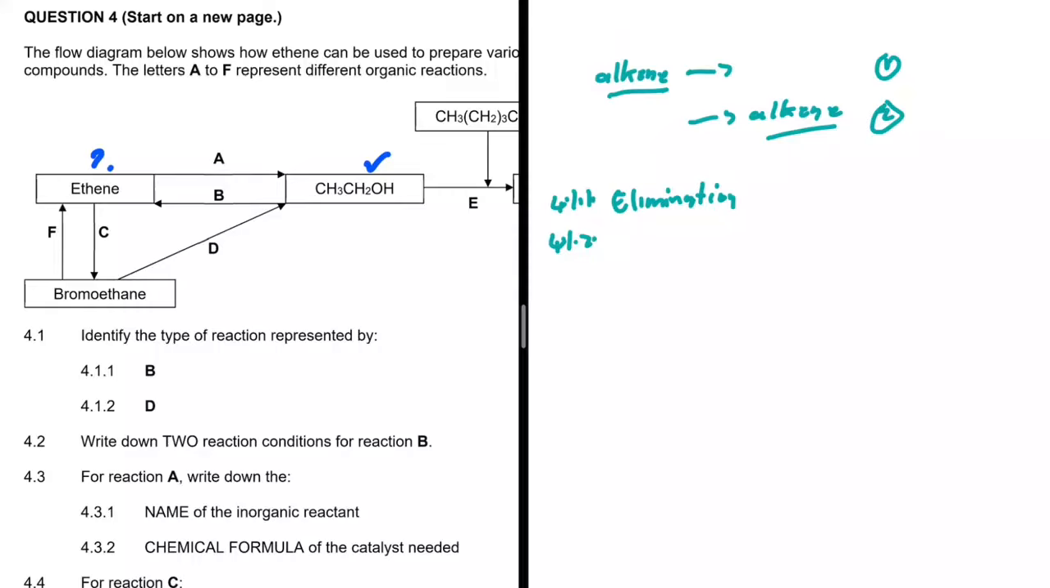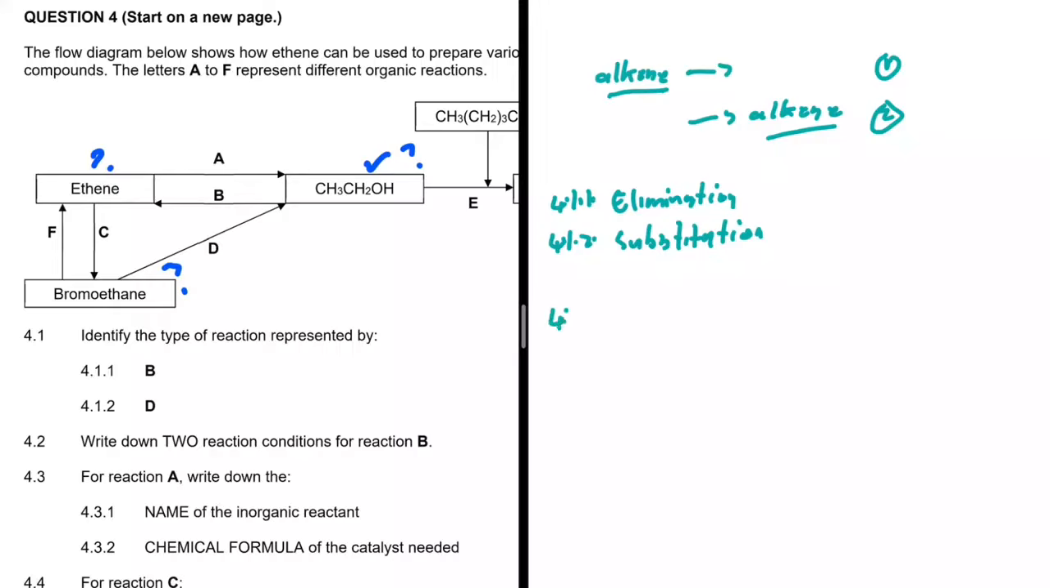Identify the type of reaction represented by D. So again, does it start with an alkene? No, it does not. Bromoethane is not an alkene. And does it end with an alkene? It does not. It ends with an alcohol. So because the first condition is not met and the second condition is also not met, we are saying that it will be a substitution reaction. Those are the only two things that we need to look at. Does it start with an alkene? Does it end with an alkene? If that's not the case, then it is a substitution reaction. So there we go. That is 4.1.